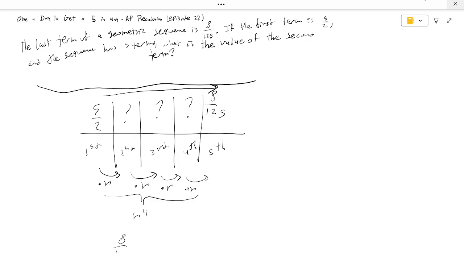So we're saying 8/125 equals 5/2, and then we multiply by r 4 times to get to that, so r to the fourth. Now this is not too bad. We can just multiply both sides by 2/5, cancel that out, right? So r to the fourth is equal to 16 over 625. So let's take the fourth root.